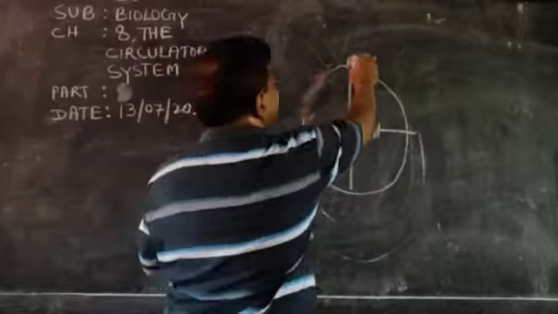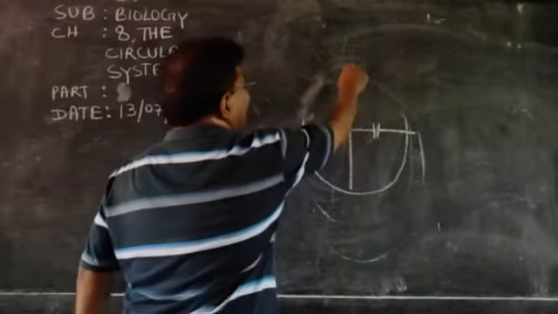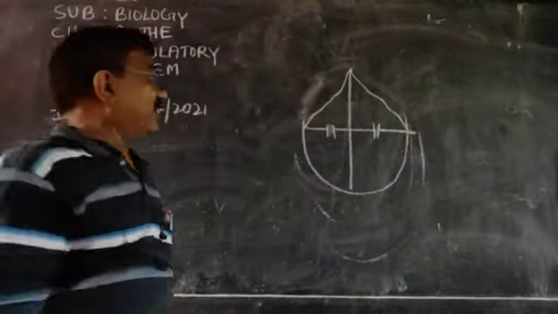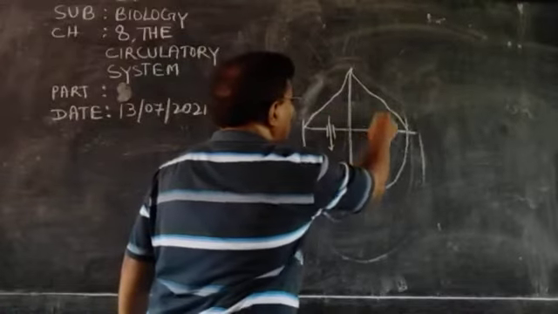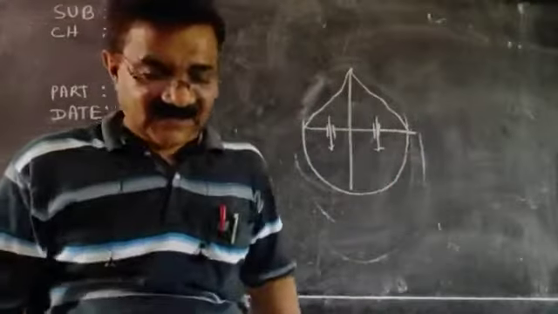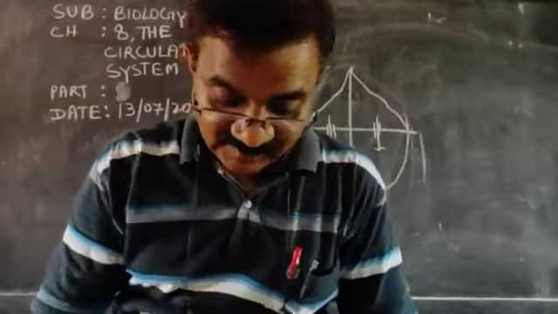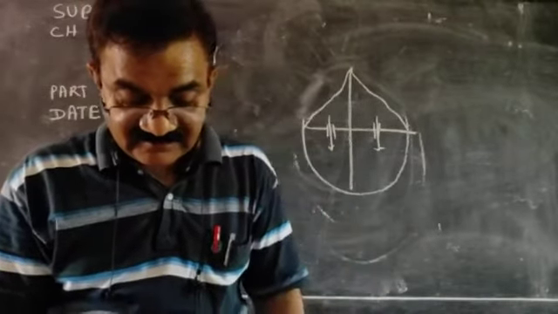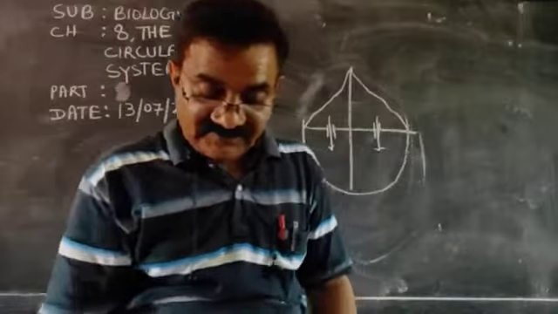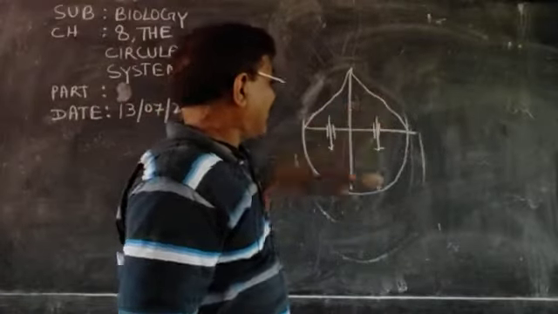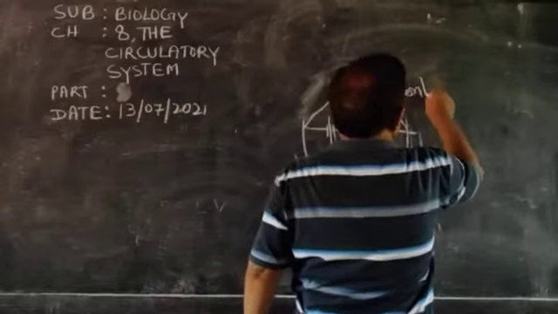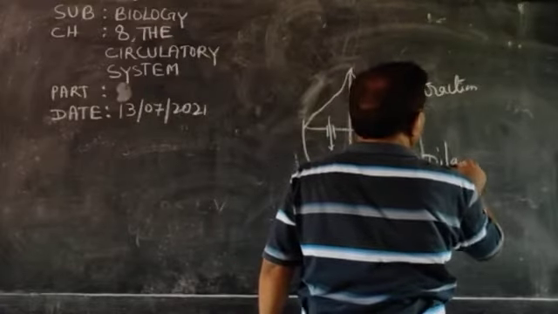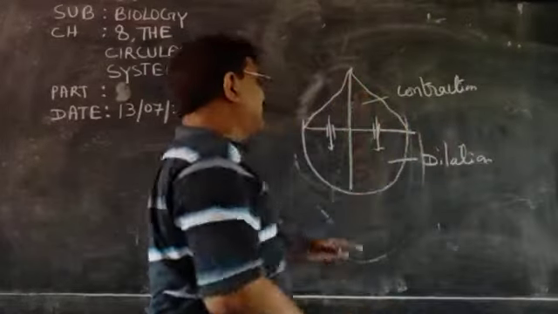If they contract, what will happen? The position will become like this. The volume will be reduced. The pressure will be increased. As a result, the blood from the auricle will go to the ventricle. Very clear? Relaxation is called dilation. At this time the auricles are contracting. This one is showing contraction, and this one is showing dilation, the normal position. When this contracts, the blood will go to the ventricle.